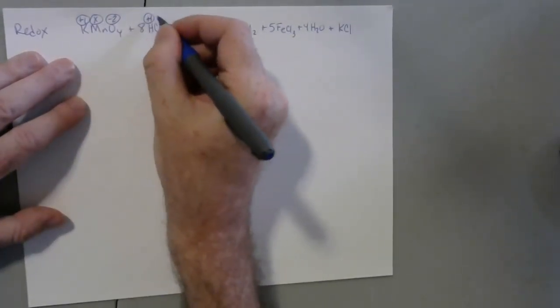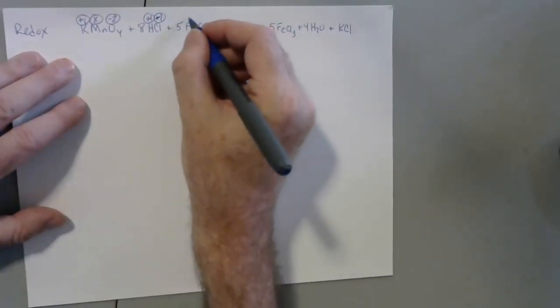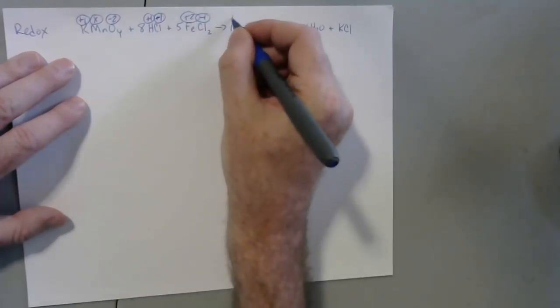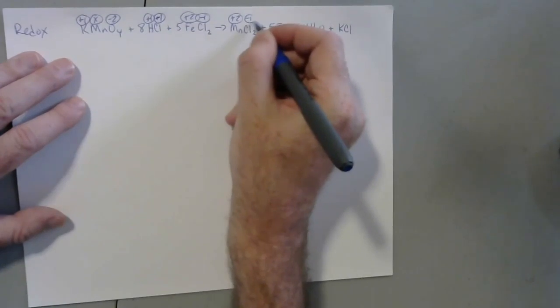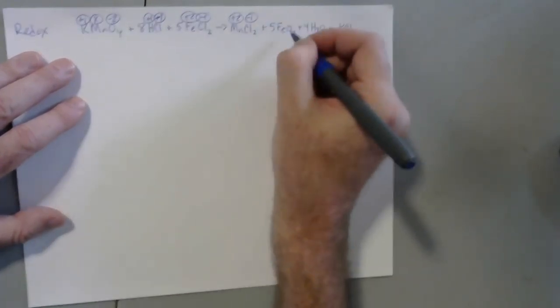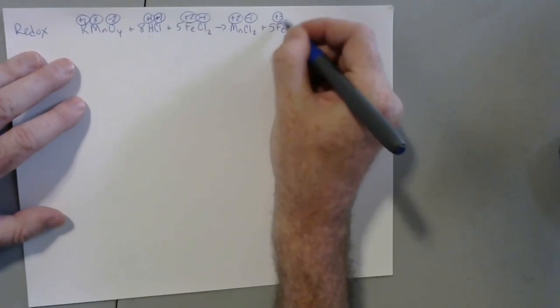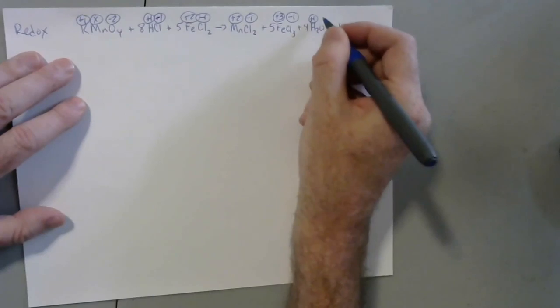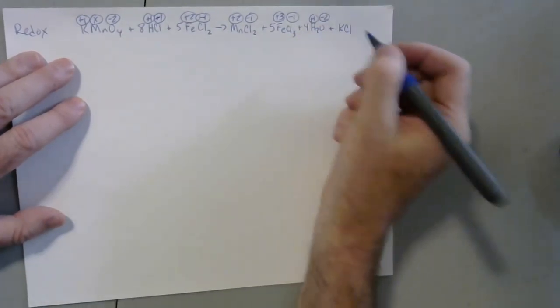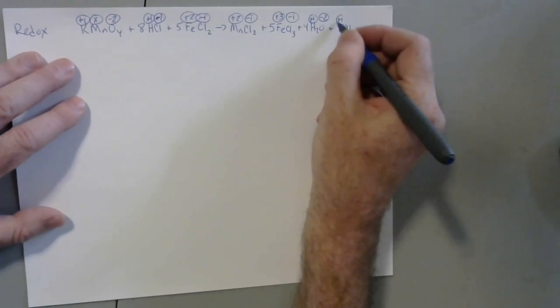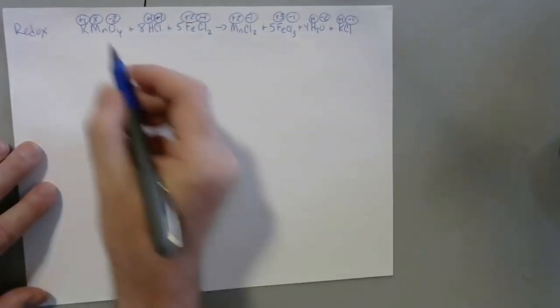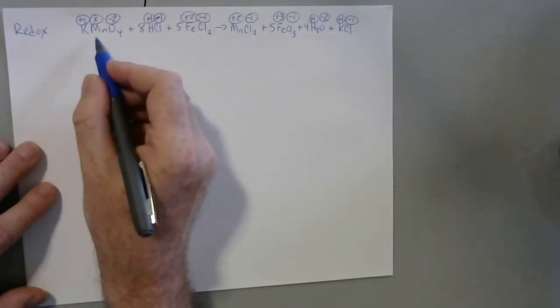This is +1 and -1. This is +2 and -1. This is +2 and -1. I'm just following the ionic nomenclature. That's going to be +3 and -1. Water's +1, -2, based on our rules, and then +1, -1. So the only thing I couldn't get based on the rules was this manganese in the permanganate.